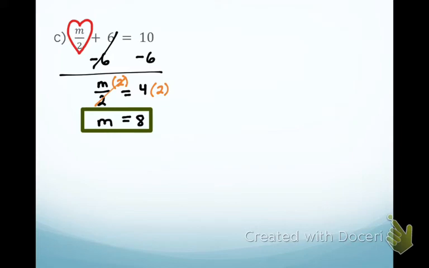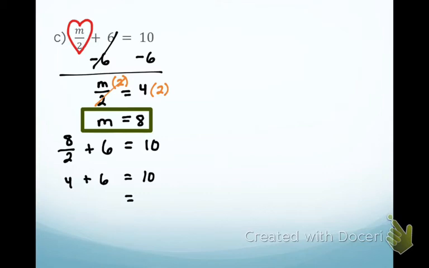All right, Noah, how do I check this? Very good. Let's rewrite the original problem. M divided by 2 plus 6 equals 10. So let's plug in something for that M. I'm just going to erase it and put an 8 because I know that it is an 8. All right. Noah, on the left side, what's 8 divided by 2? 4. Drop down plus 6 equals 10.